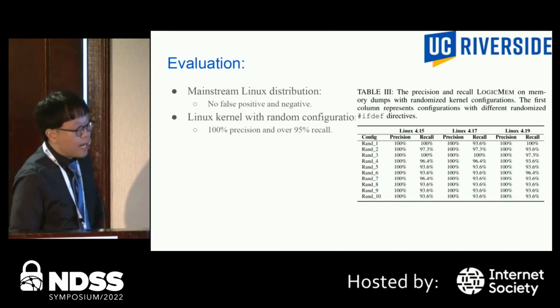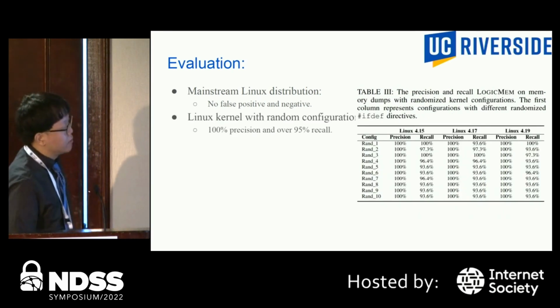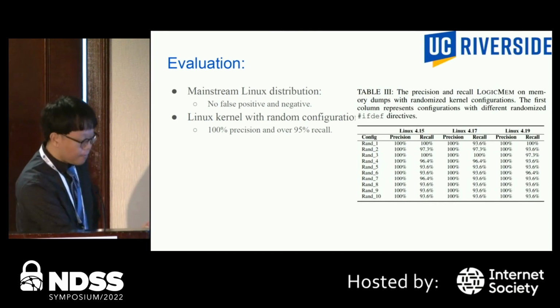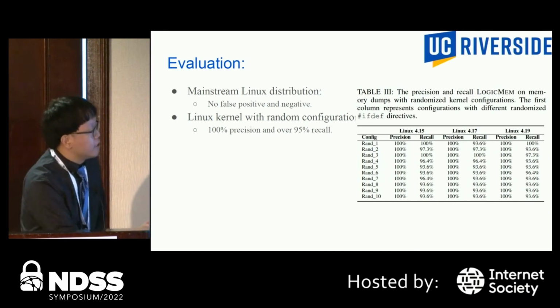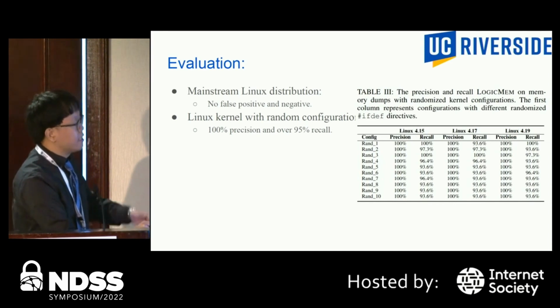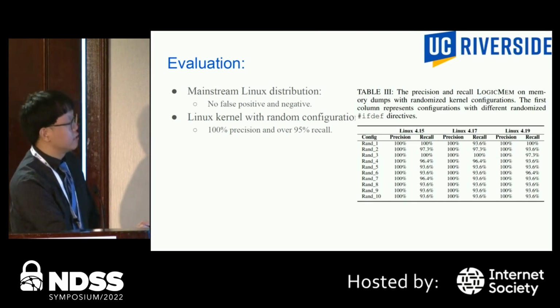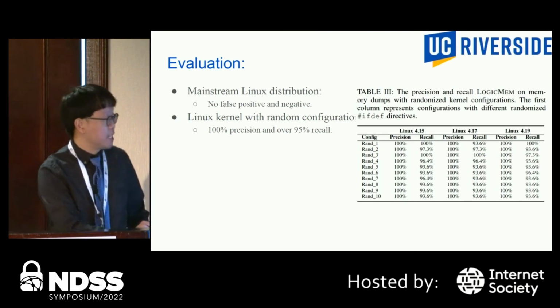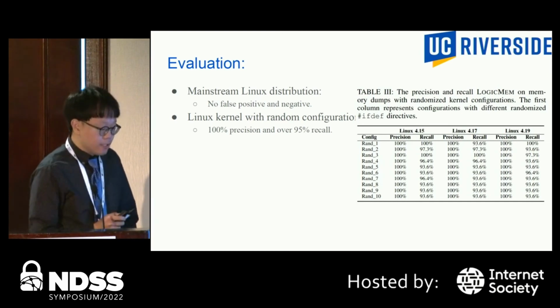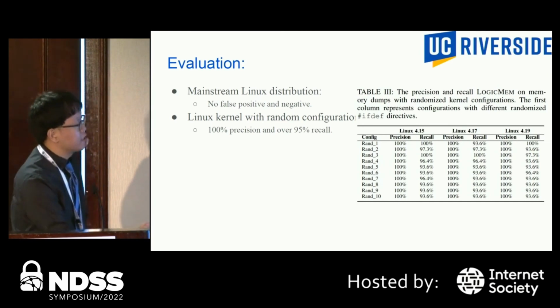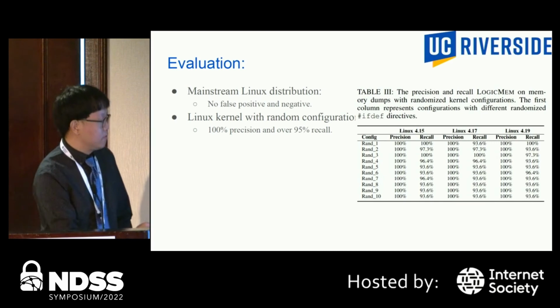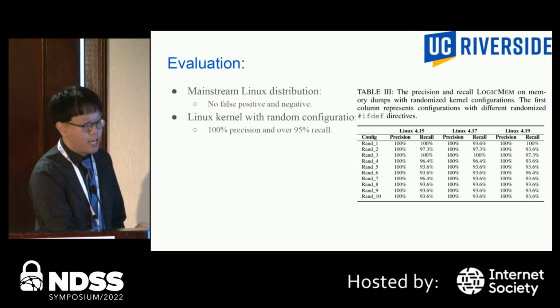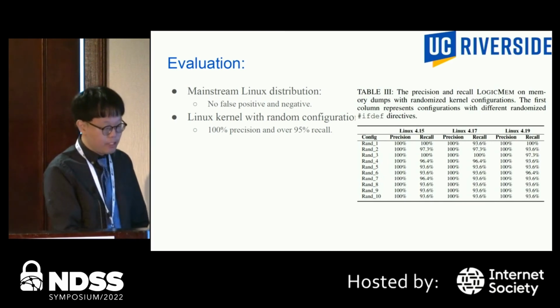We then compiled a set of Linux kernels with random configurations. In this way, the configuration is basically randomly determined, so the resulting kernel objects will be very different. Even in this case, we can still have perfect precision and an average of 95% recall rate.